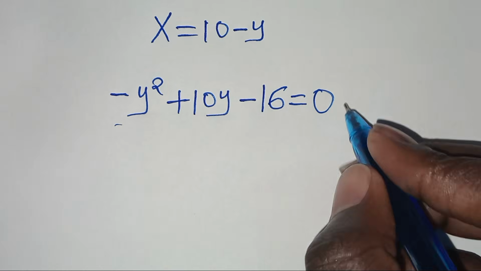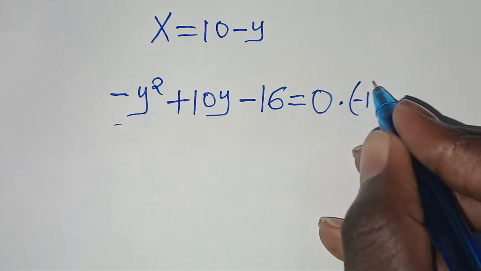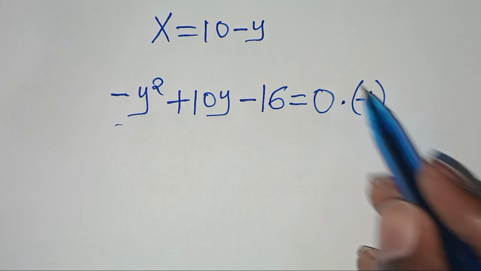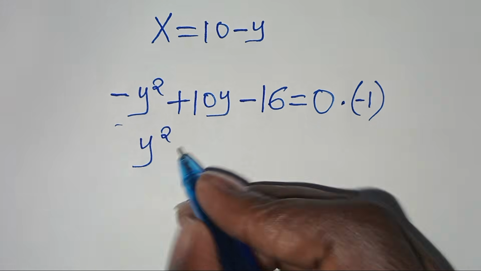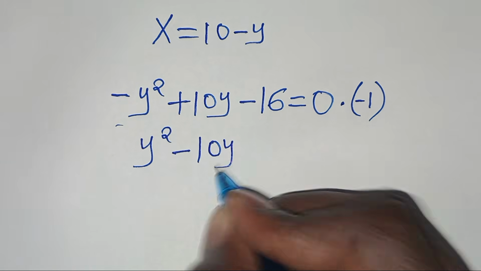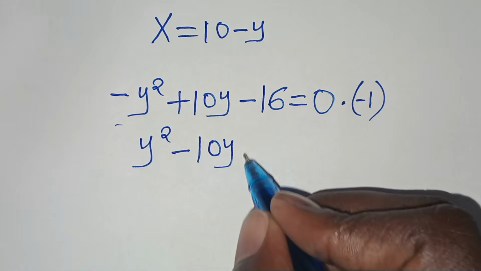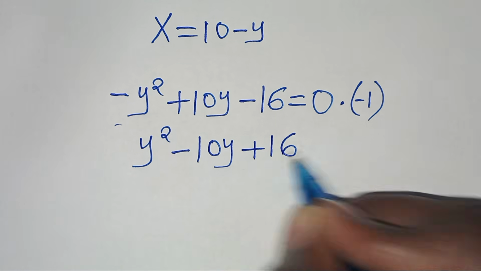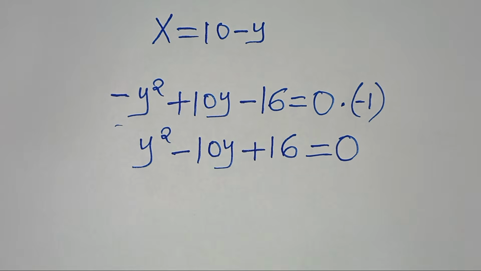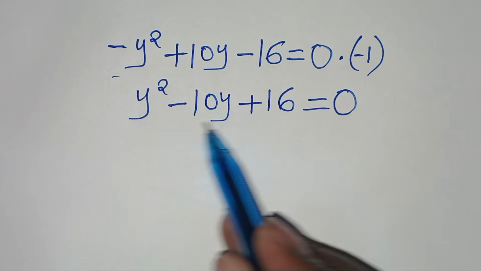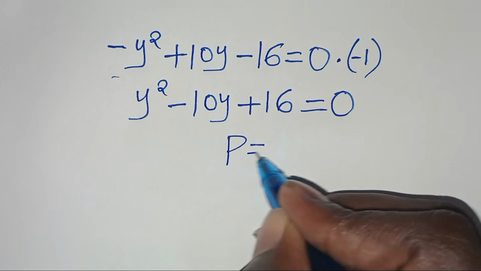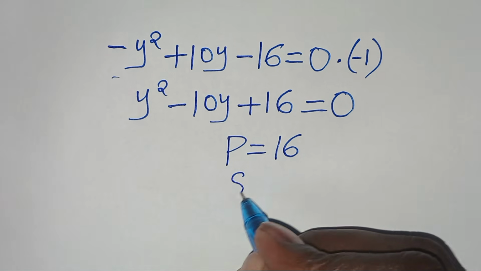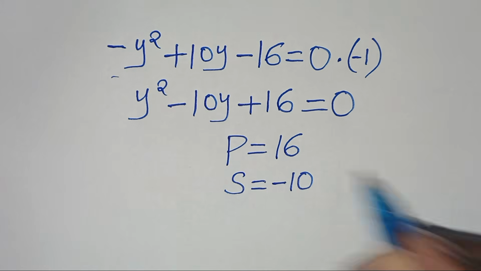Now the next step is to multiply the whole of this equation by negative 1. Minus y squared times minus 1 is y squared, plus 10y times minus 1 is negative 10y. Negative 16 times minus 1 is plus 16, and this is equal to 0. So this is the quadratic equation. We can solve this quadratic equation by factorization method, such that the product is equal to 16, the sum is equal to negative 10.